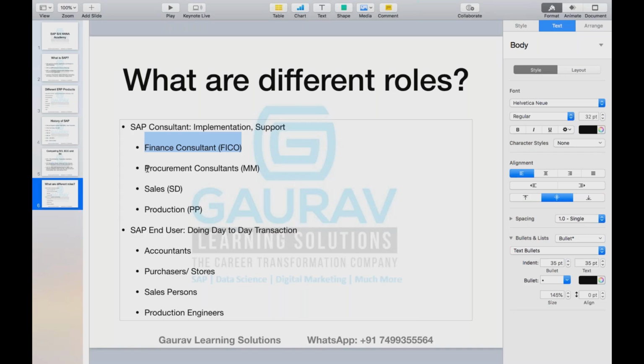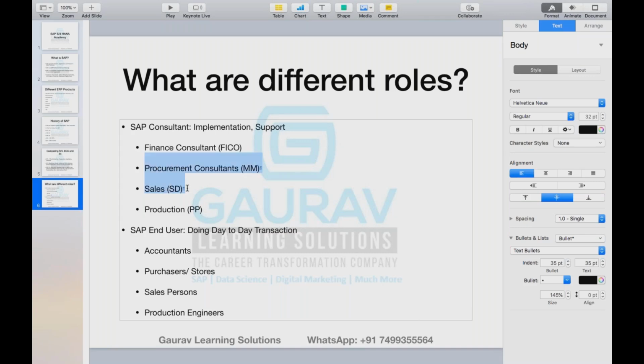Same way, if you want to become a procurement consultant, you should have basic knowledge of how the purchasing cycle works. What is a quotation? What is a purchase requisition? What is a purchase order? What is a GRIR? How to do the approvals? Just the basic knowledge. But comparatively, even if you don't have any background in procurement and sales, because these things are very common day to day, right? But finance is not day to day. Finance requires debit and credit exposure.